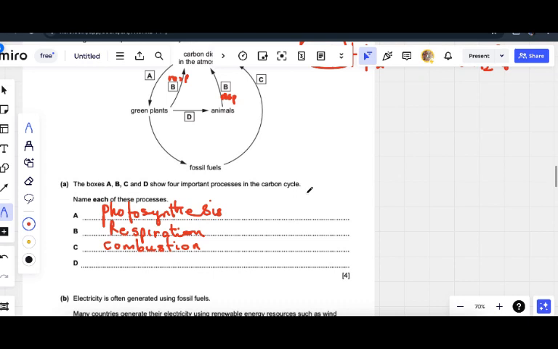D is the process by which green plants give carbon dioxide to animals. What's that process? You can call it feeding or nutrition. So you can call the process feeding, or you call it nutrition. So this D is feeding. When you're able to do this with science, you get this format.